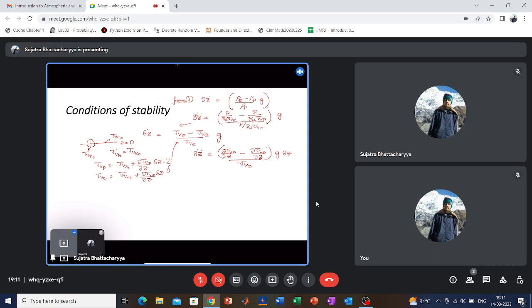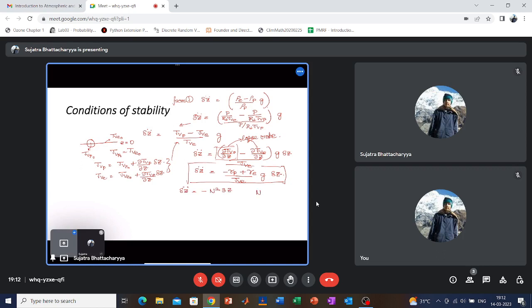Right? Now what is this? Delta TVP by delta z is nothing but the negative of the lapse rate. These are lapse rates of the respective systems. Therefore delta z double dot, I can write this as what? Minus (gamma P minus gamma E) divided by TVE into g into delta z. Right? Now what I will do is write this same expression as minus n square delta z.